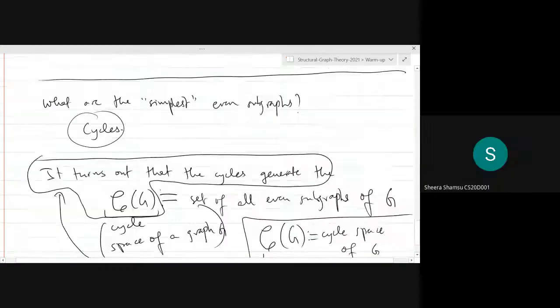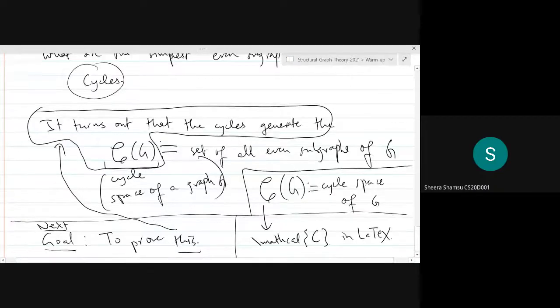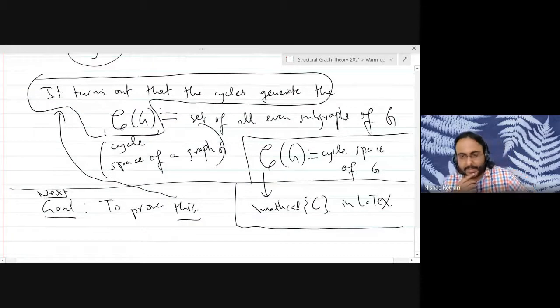Yes, go ahead. Sir, what do you mean by basis here? Well, we mean basis in the algebraic sense. So for a vector space, a basis is a minimal set of vectors that generates all the vectors in that vector space.